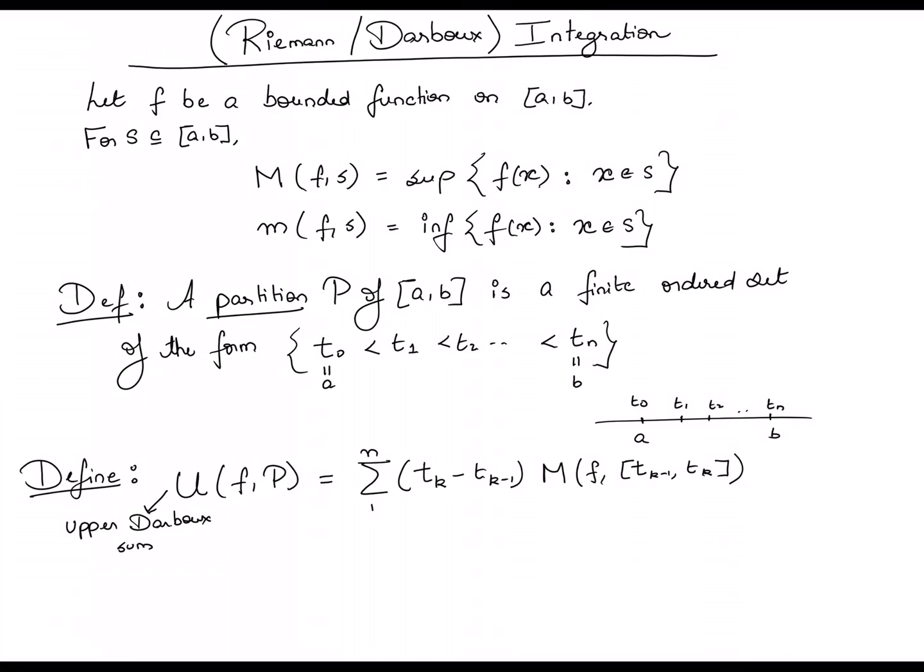Alright, analogously, the lower Darboux sum for the function f over partition P is going to be the similar summation, except that I multiply the width of the interval by the infimum of the function value taken over the interval. So tk minus tk minus 1 times m of f comma tk minus 1 to tk. Right, so this is called the lower Darboux sum.